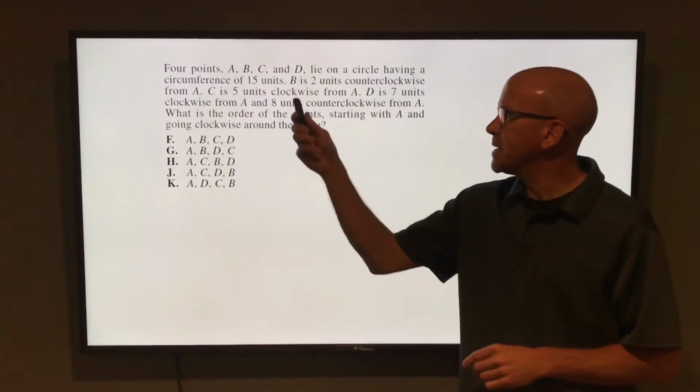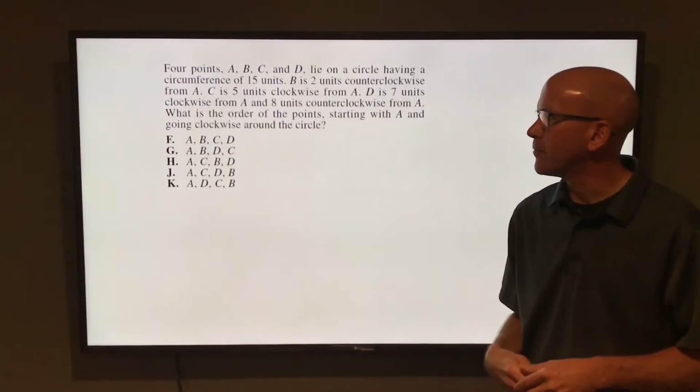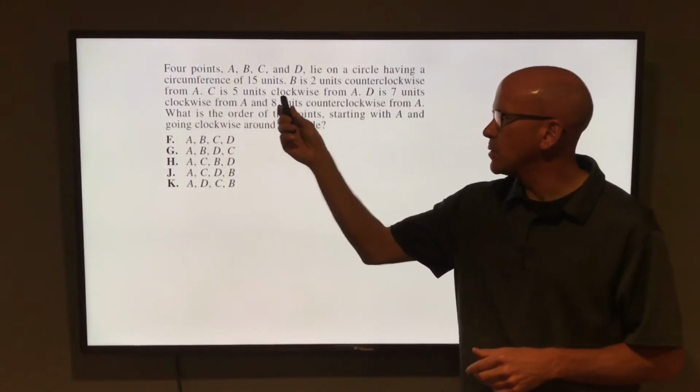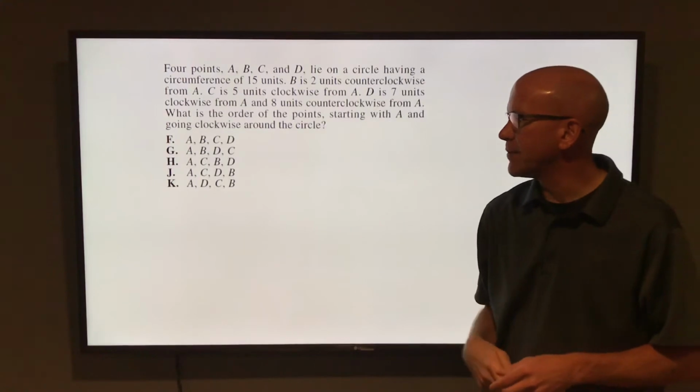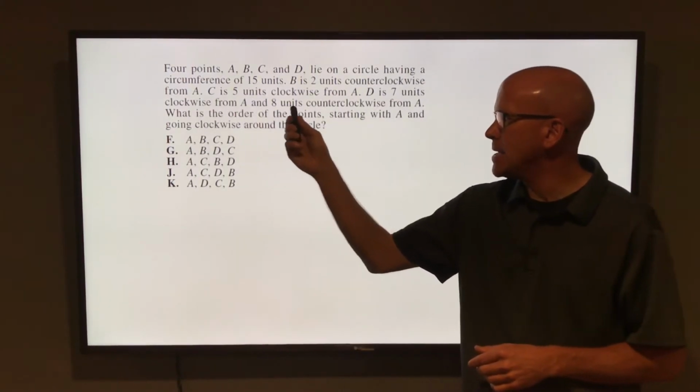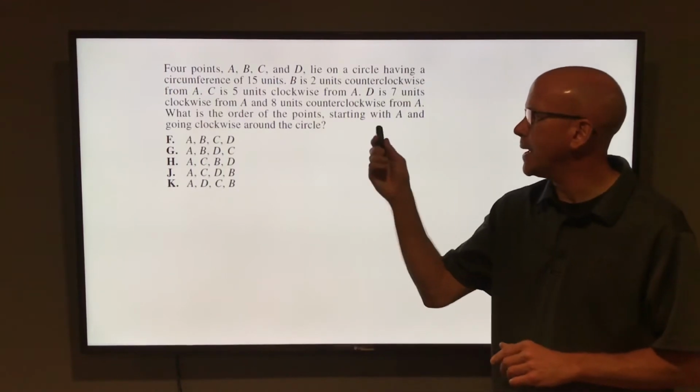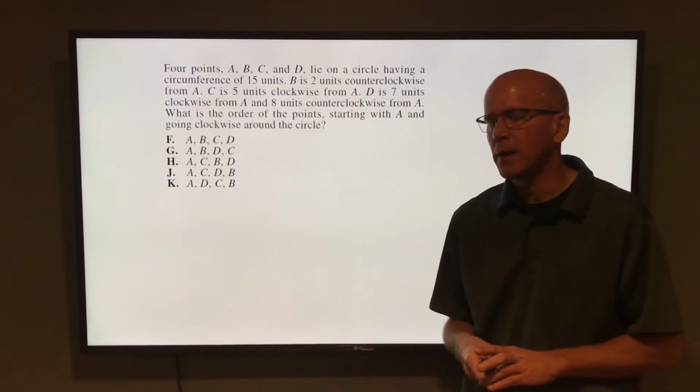This one is confusing enough. 4 points A, B, C, and D lie on a circle having a circumference of 15 units. B is 2 units counterclockwise from A. C is 5 units clockwise from A. D is 7 units clockwise from A and 8 units counterclockwise from A. What is the order of the points starting with A and going clockwise around the circle?